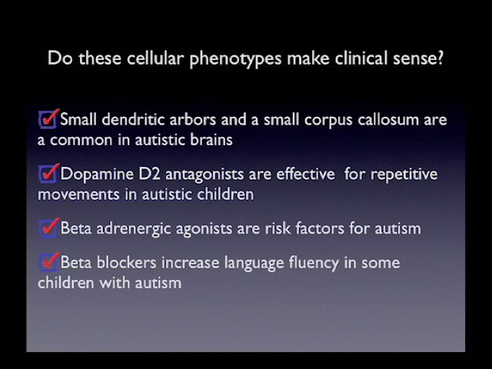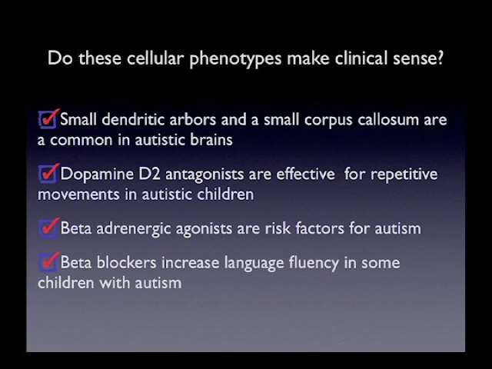How about the fact that there's more norepinephrine, right? So these kids are really, really anxious. So anxious, in fact, we have to sedate them to put them on planes to bring them to Stanford, right? So it turns out that beta adrenergic agonists are, in fact, risk factors for autism. So this is generally consistent with the idea that this defect may cause some of the phenotypes of the patients.